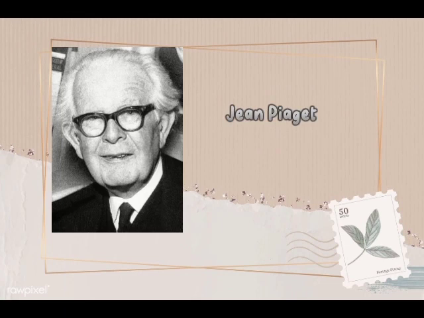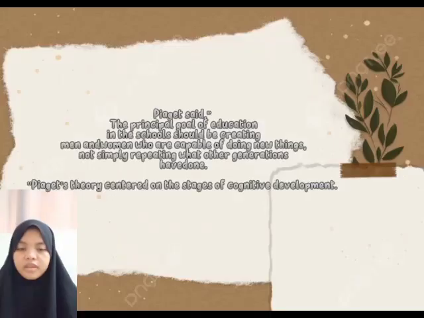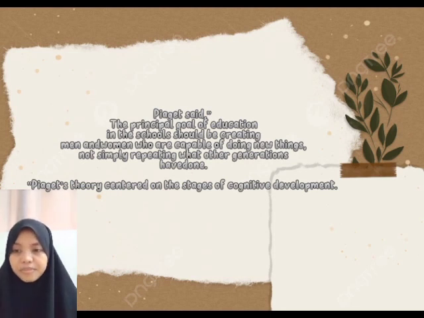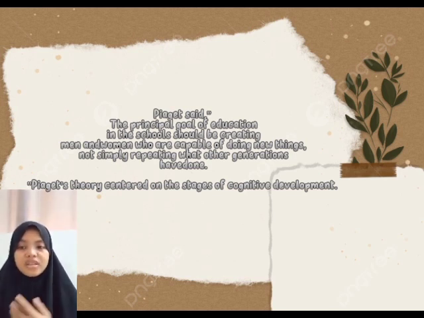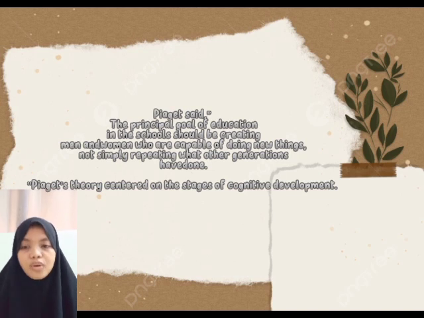So now let's move on to Jean Piaget. So Jean Piaget said that the principal goal of education in the schools should be creating men and women who are capable of doing new things, not simply repeating what other generations have done. So according to Piaget is ang school ay kailangan na ang kanilang goal or aim na makaproduce ng men and women na capable or ito na yung inventors, discoverers.